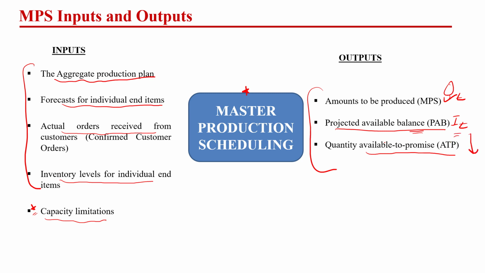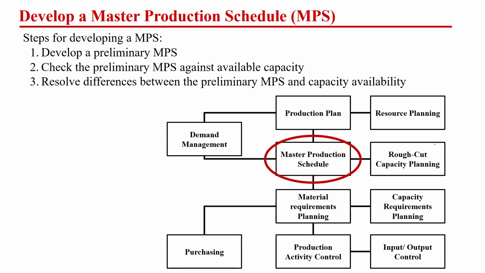So therefore, the calculation of the available to promise is a little bit different compared to the projected available balance. As you know, the projected available balance we calculate using this particular equation, which is last time period inventory plus master production schedule, or you can say the quantity we are producing, minus demand, is equal to the projected available balance. But in a master production schedule, this is a little bit different. How it is different, we will discuss in a minute.